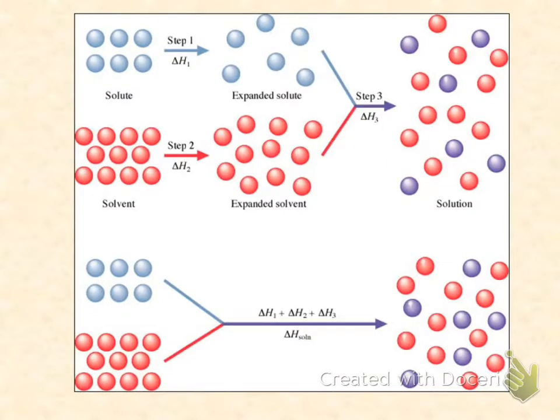So here we have a particulate view. Remember, that's going to be important on the AP exam. Step 1 is where you expand the solute, so that's delta H1. Step 2 is when you expand the solvent, that's delta H2. And then step 3 is when they interact, and that's going to be delta H3. So it looks like that at the bottom when you put it all together. Delta H of solution is equal to 1 plus 2 plus 3.